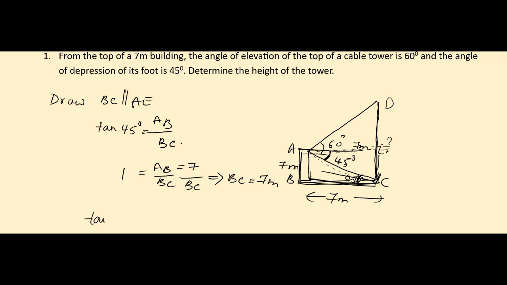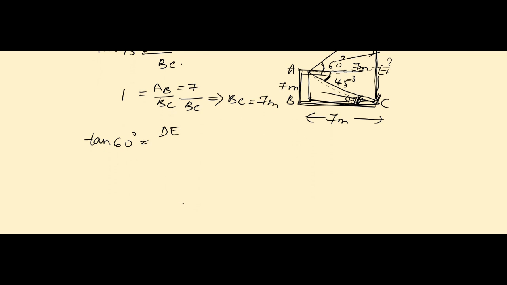So we can write tan 60 degrees is equal to, for this angle of 60 degrees, the opposite side, which is DE, divided by the adjacent side, that is AE. Tan 60 degrees means root 3 is equal to DE divided by AE. We have found out that BC is equal to AE, correct? That's why it is 7. So DE is equal to 7 into root 3, that is 7 root 3 meters.